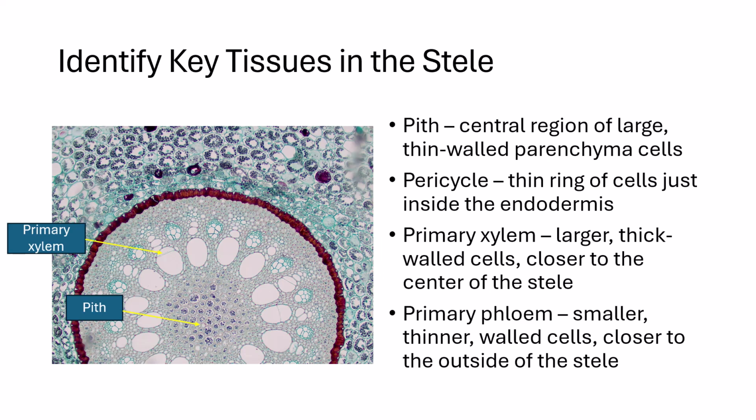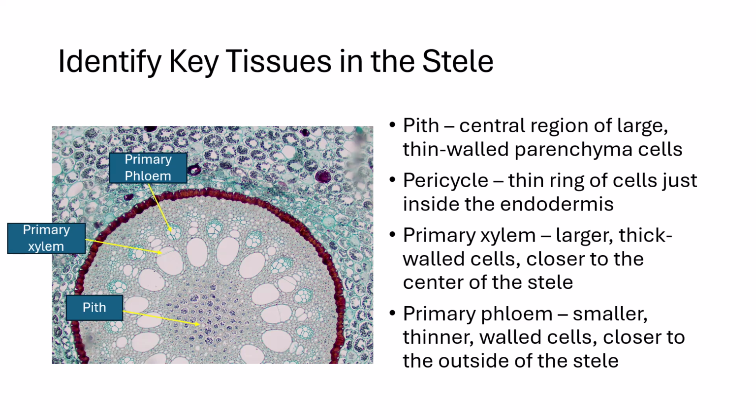Moving outward, look for the primary xylem. These cells are typically larger and have thicker cell walls than most of the surrounding cells. They're found closer to the inner part of the stele and often look more rigid and more heavily stained because of those thick walls that help conduct water and provide structural support. Near the xylem, but closer to the outer edge of the stele, you should find the primary phloem. Phloem cells are usually smaller and have thinner walls than xylem cells. They may look more compressed or less open, and they're involved in transporting sugars rather than water.